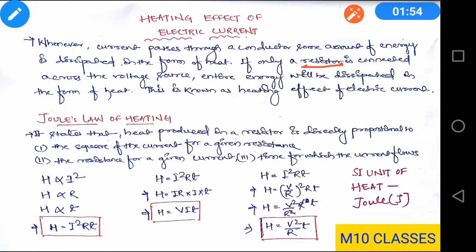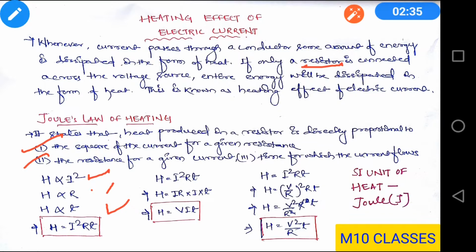Now let's come to Joule's law of heating. As I have told you, if you supply the current only through the resistor, heat will be generated in the resistor. Joule's law of heating states that the heat produced in that resistor is directly proportional, first, to the square of the current for a given resistance, that means H is directly proportional to I square. Secondly, to the resistance for the given current, that means heat is directly proportional to resistance. Third, to the time for which the current flows, that means H is directly proportional to the time.